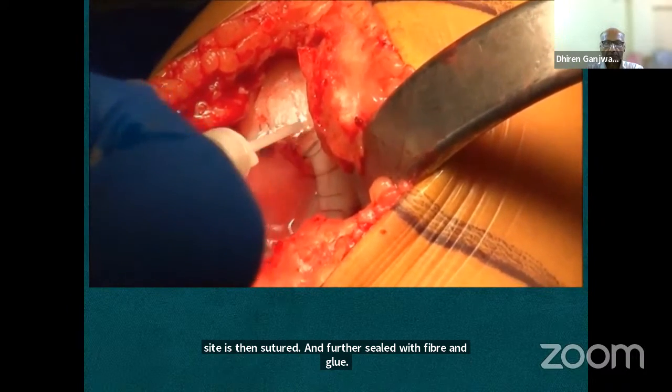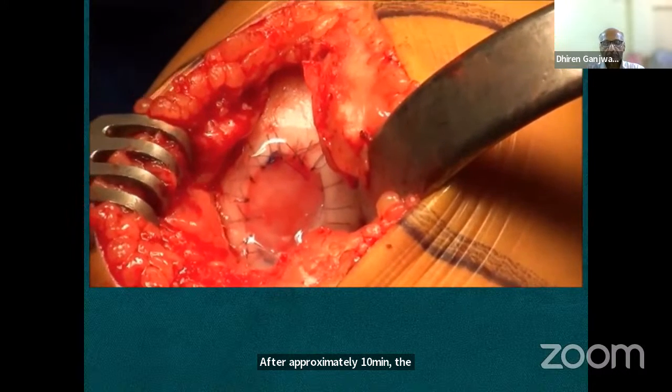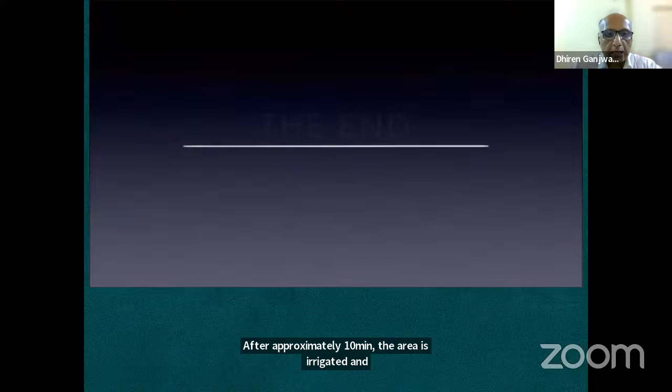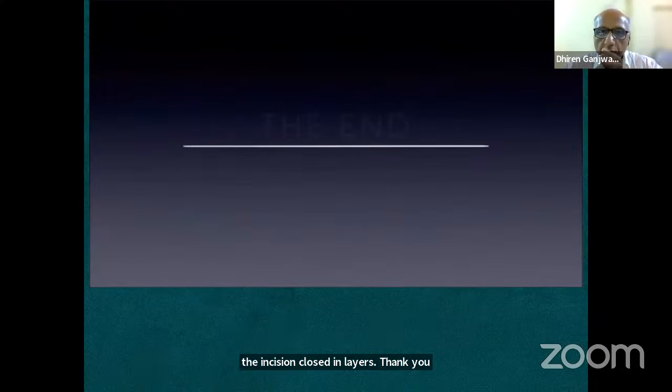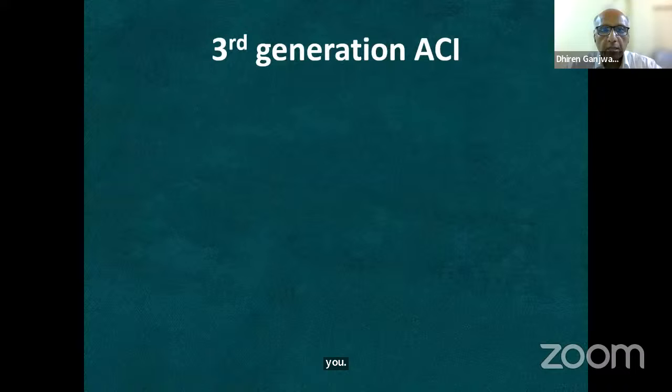After approximately 10 minutes, the area is irrigated and the incision closed in layers. So the second stage is always an open surgery.